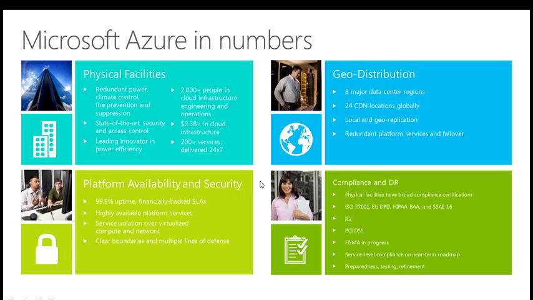When these slides were done, there were 8 major data center regions. There are a couple of new ones which have just opened up, which we'll look at on the next slide. 24 content distribution networks. We've got replication within the data center and across data centers. And then as we start to move up into platform services, again, even more redundancy, which is all done for you behind the scenes. The final piece to talk about is compliance and disaster recovery.